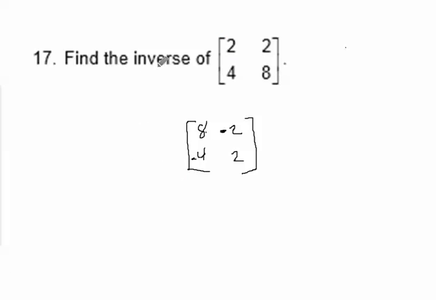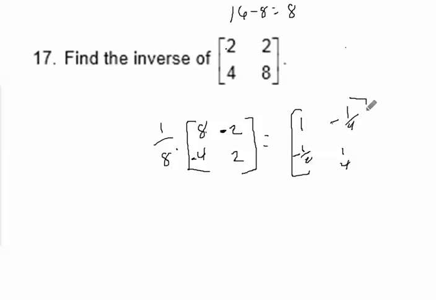Okay? So I need to find the determinant of this as well. That's going to be 16 minus 8, which is going to be 8. So it's going to be 1 over 8 times that, and that'll be my inverse matrix. So 1/8 of 8 is 1. 1/8 times -4 is negative 1/2. 1/8 times -2 is negative 1/4. And 1/8 of 2 is 1/4. Okay? That's going to be the inverse matrix.